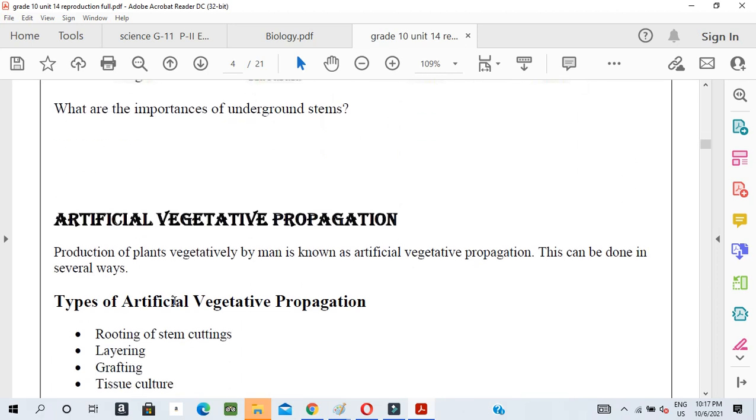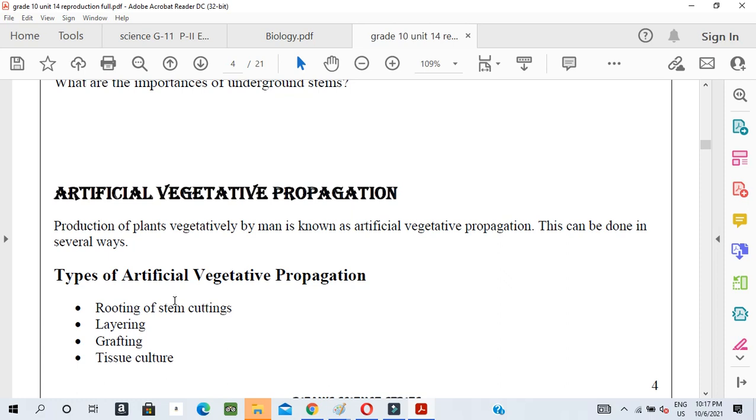And now with that, we are finishing the natural vegetative propagation methods. You have to answer this question. I have given instructions for the points to write regarding what the importance of underground stems is.